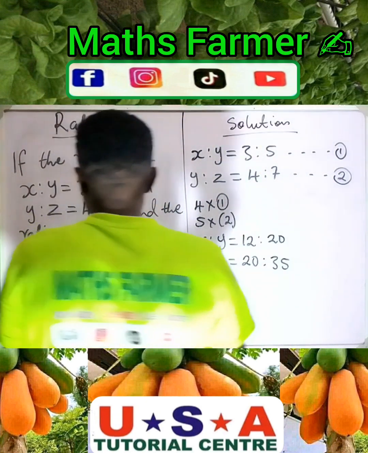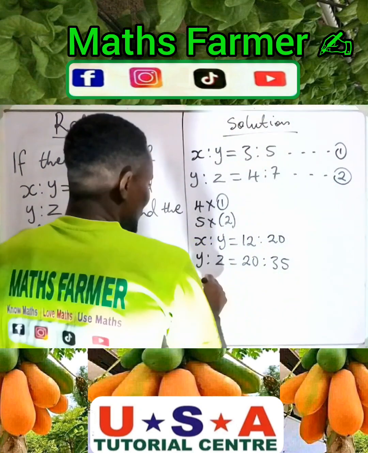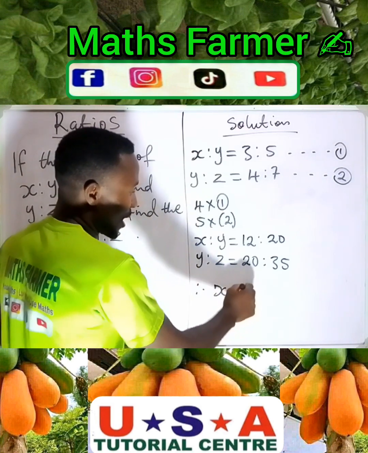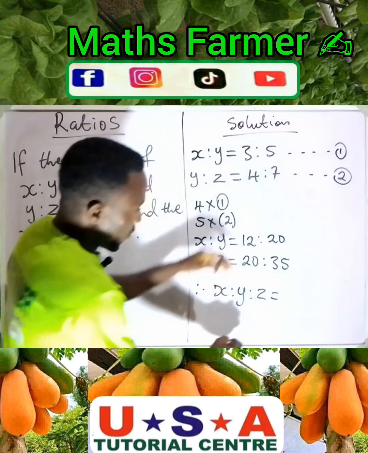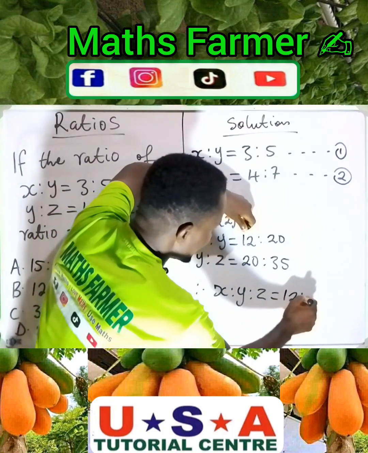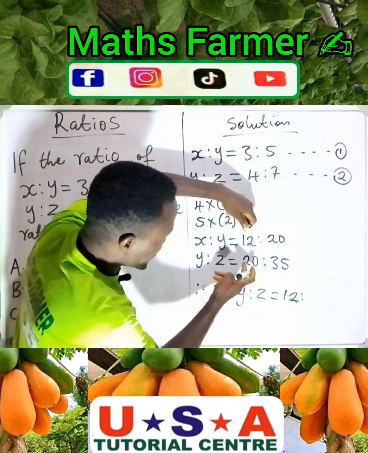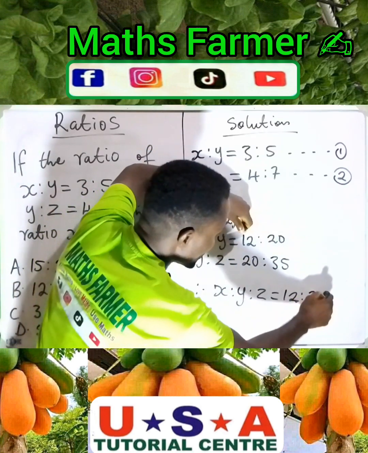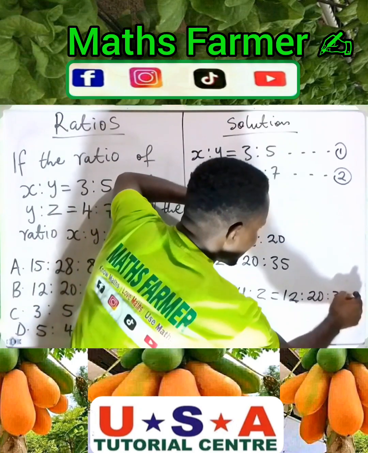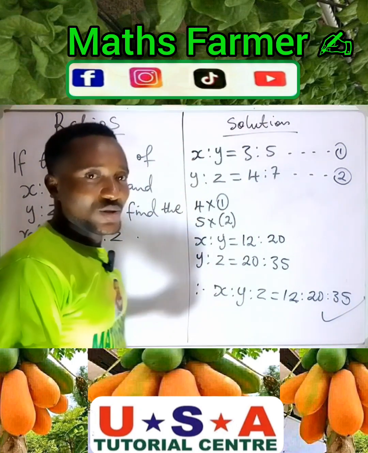Now, the question asks us to find the ratio of x is to y is to z. Therefore, our answer will be x is to y is to z. Now, what's the value of x here? Watch here. The value of x is 12, so it's 12 is to. Now, what's the value of y? The value of y is 20, either this or this. 20 is to. Now, the value of z is 35. This is the correct answer to this problem on the board.